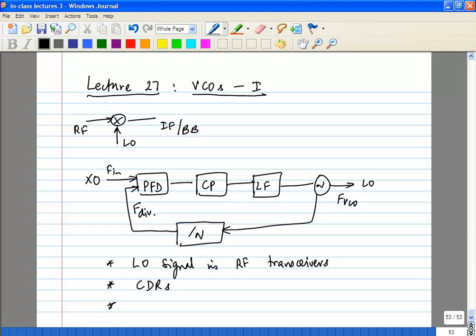CDRs, clock and data recovery. CP is charge pump. So what happens is this, like I said, this whole loop sets these two frequencies and phases to be equal. What this PFD does is it compares your input phases and input frequencies and produces a proportional output. That is converted by the charge pump into a proportional current, and for that current, the high frequency component is filtered out, and this produces some DC control voltage, VDC.